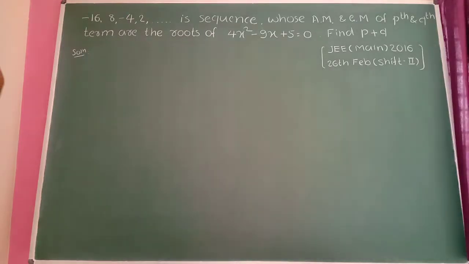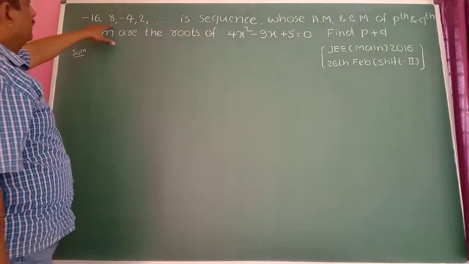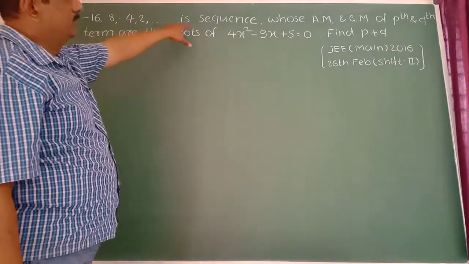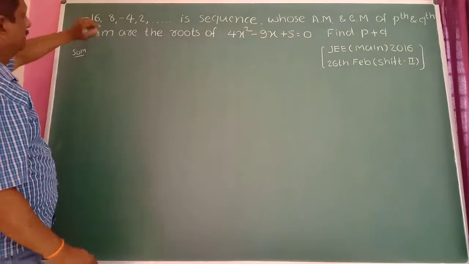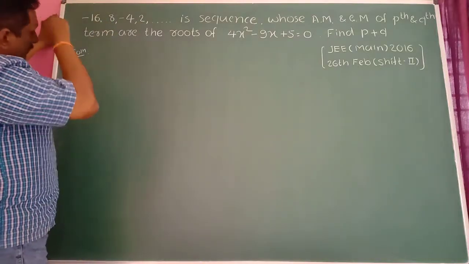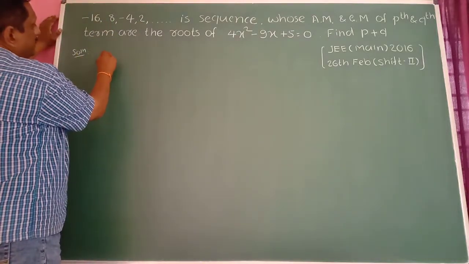So minus 16, 8, minus 4, 2 is the sequence here. The sequence is in the GP. Therefore, in this case, the nth term here.